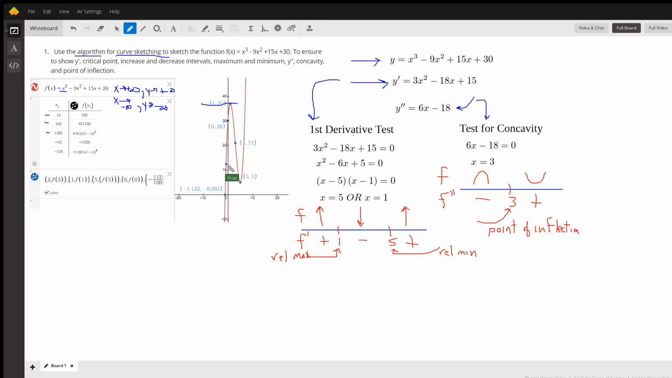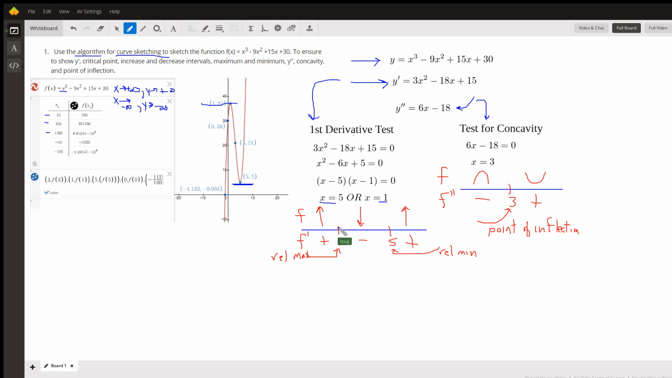And if the function changes from increasing to decreasing where that horizontal tangent line occurs, then we've got what's called a relative maximum. And similarly, here's another horizontal tangent line. The function went from decreasing to increasing, so we have a relative minimum at that point. How do you find those points? Well, we solve this equation. We find out that the critical numbers are 5 and 1.